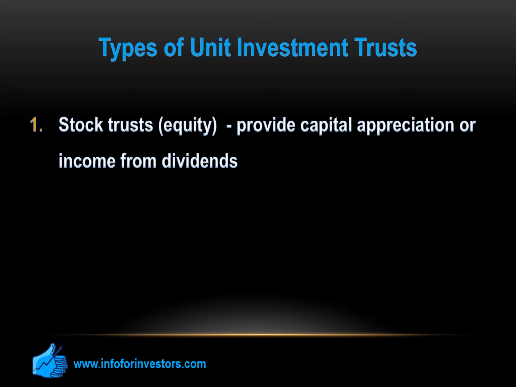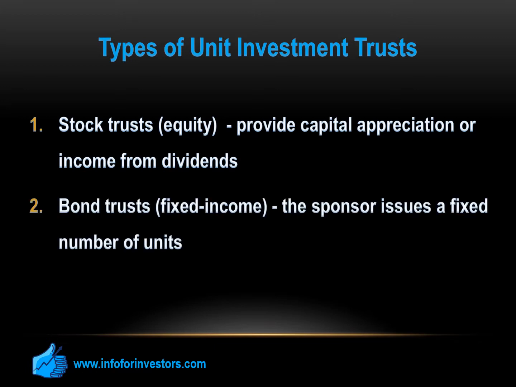The second type is a bond trust. In a bond trust, the sponsor issues a fixed number of units. When they sell all the units to investors, they then close the primary offering period. Bond trusts will pay a relatively fixed monthly income to unit holders. This will happen until the first bond matures, or is called by the bond's issuer. The sponsor will then distribute the proceeds to the investors upon the redemption of the bond.